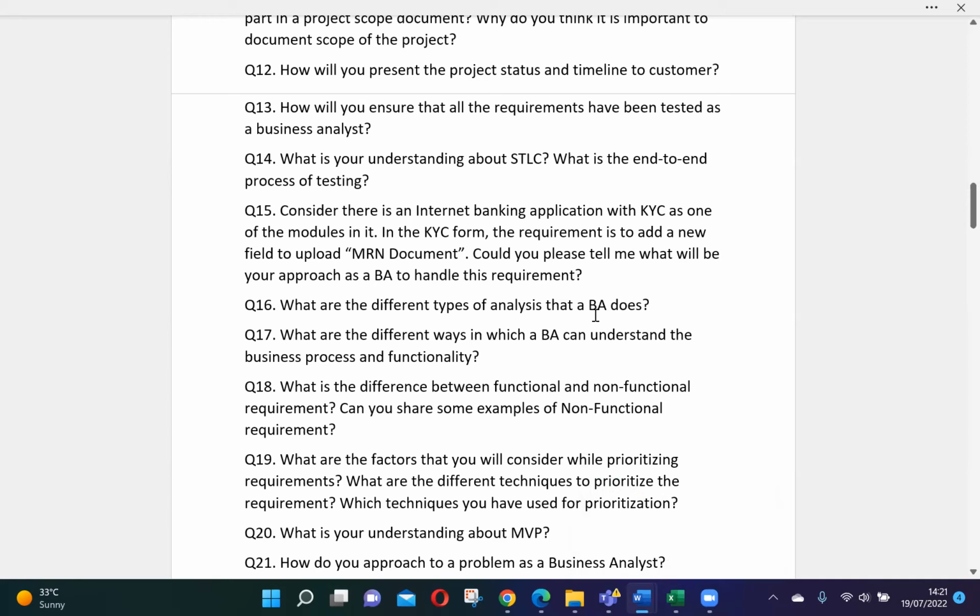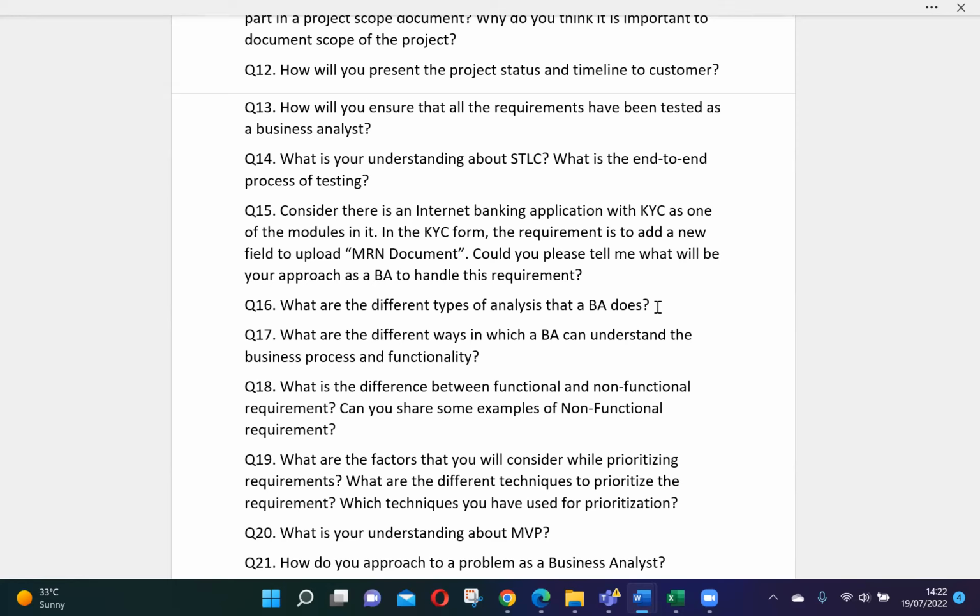What are the different types of analysis that a BA does? With my little understanding, I know document analysis, requirement analysis, impact analysis, change analysis, and gap analysis. Yes, these are the ones.